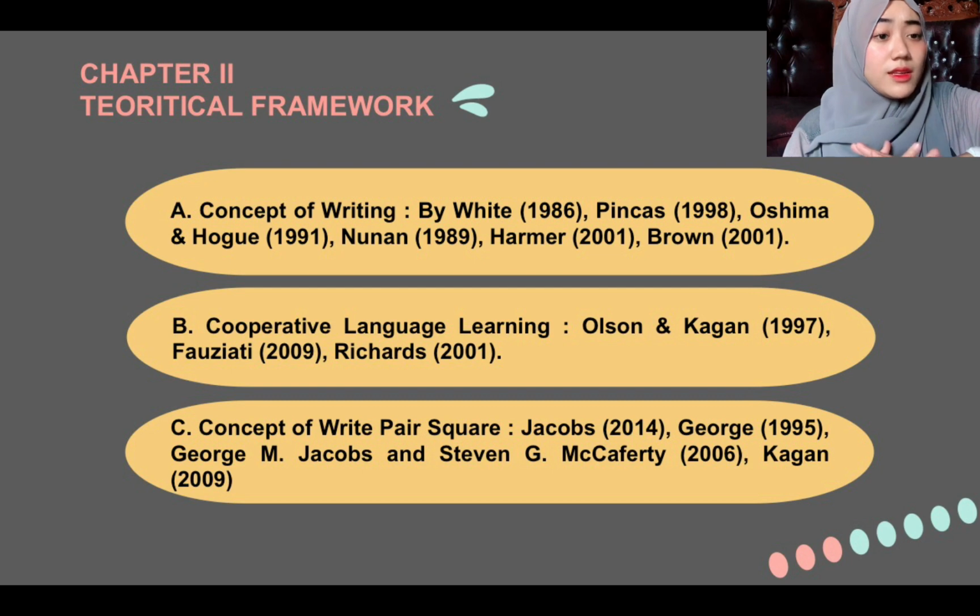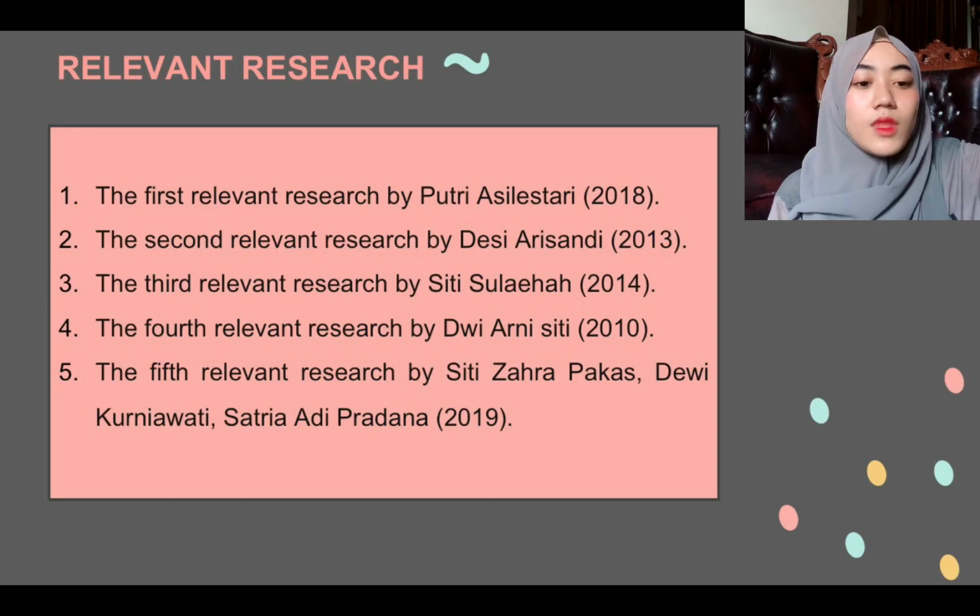And after that, C is the concept of Write Pair Square. There are three items. The first one is the definition of Write Pair Square, the steps of Write Pair Square, and the last one is the benefits of Write Pair Square. The theories that I took are from Jacobs 2014, George in 1994, George M. Jacobs and Stephen G. McCafferty in 2006, and Kagan 2009.